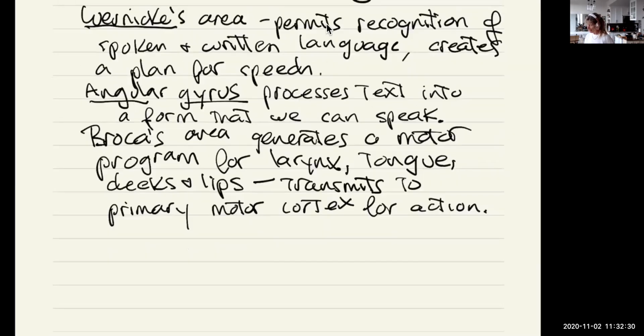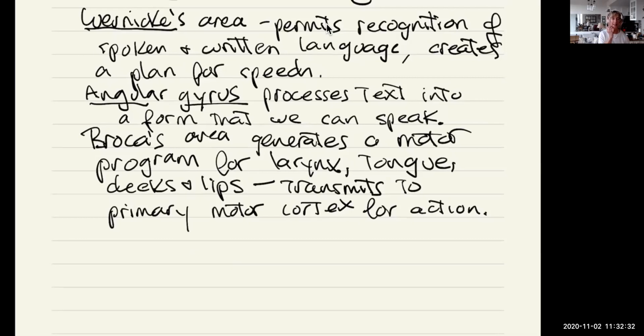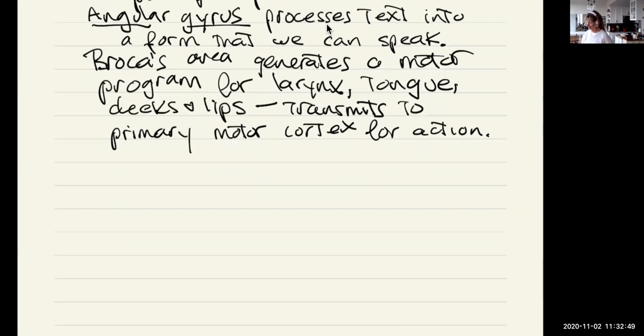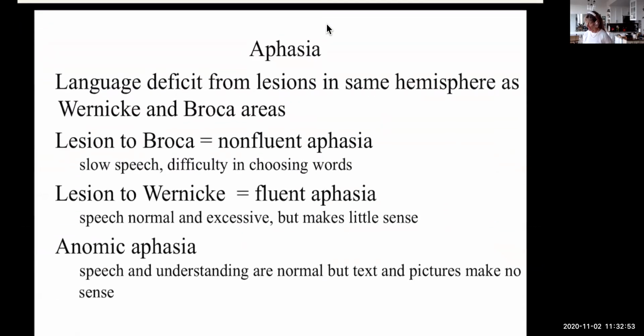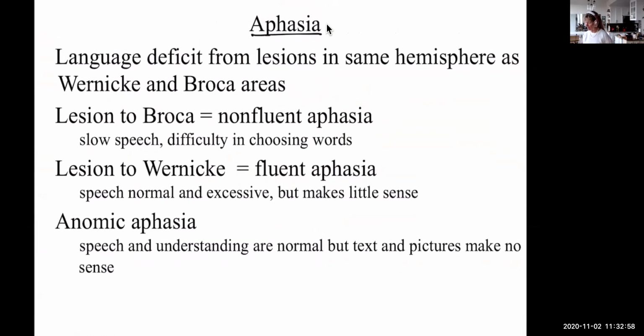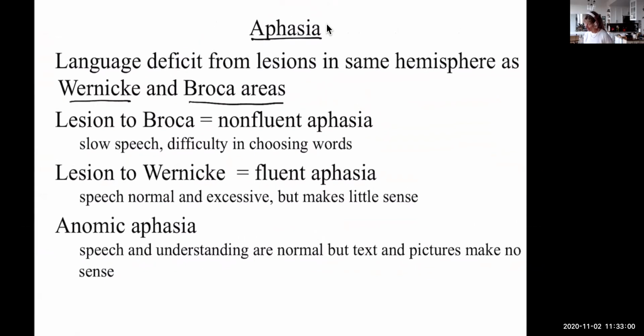So there are some issues with language deficits that occur from lesions to different areas of the brain. Those are known as aphasia. Language deficit from lesions in the same hemisphere as Wernicke and Broca areas.